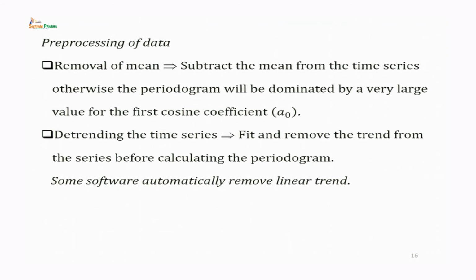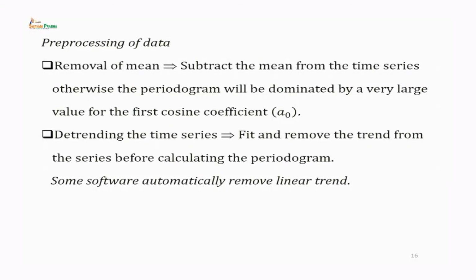But if you do not subtract the mean from the time series, the periodogram will be dominated by a very large value of the first cosine coefficient, means A naught. That is why you remember that before obtaining the periodogram, we have subtracted y bar from y t. Detrending the time series.